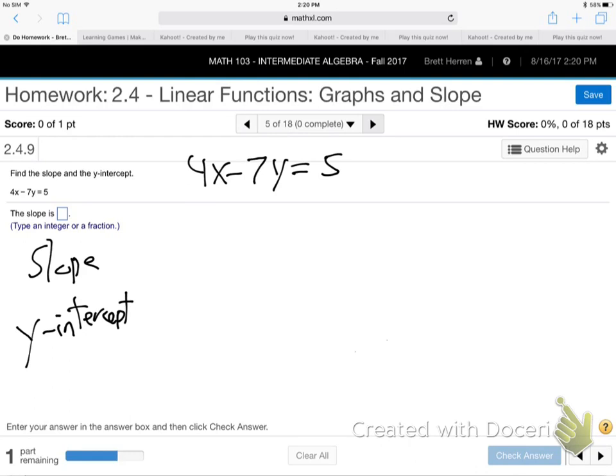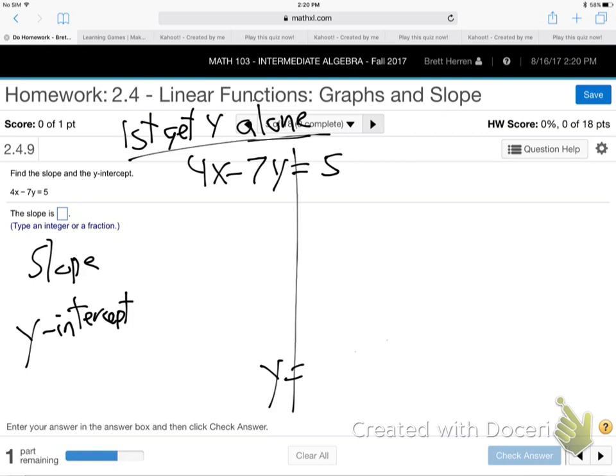So first, get y alone. There's the wall. Y is saying I want to be alone. Get rid of this 4x. Get rid of this minus 7. Go ahead and do that. So get the y alone, and then you'll be able to grab the slope and the y-intercept.